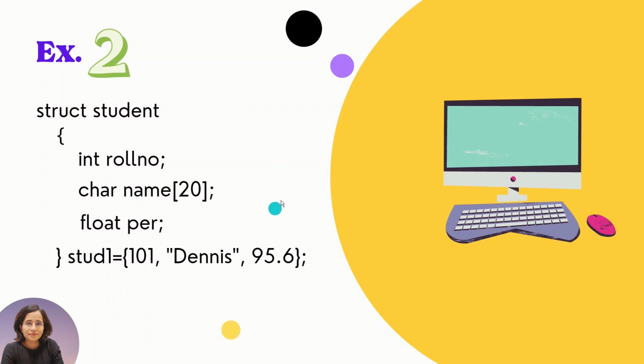There is one more way we can initialize the structure members. So when we are defining the structure, after that generally we declare a structure variable. That time also you can initialize all the values of the structure at the same time in the curly braces, and follow the sequence in which you have declared the variables. First is roll number, second is name, and the third is percent.